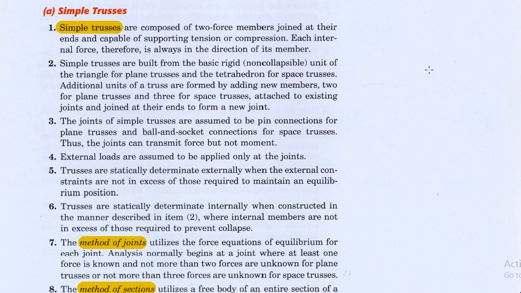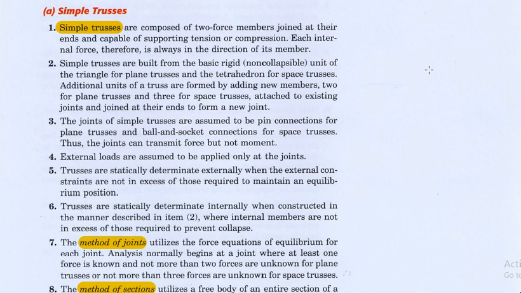Chapter number 4 is all about structure. What is structure? Structure is basically a system of interconnected members that are used to withstand load or transmit load under the equilibrium conditions. There are many types of structures: plane trusses, simple trusses, then space trusses, then frames, machines. All these are the different types of structures.